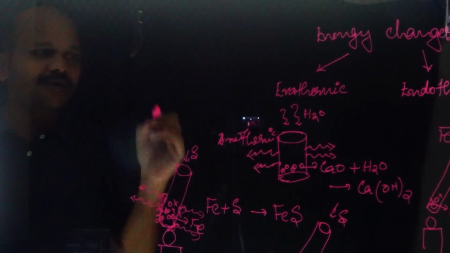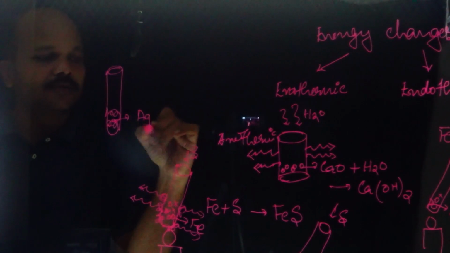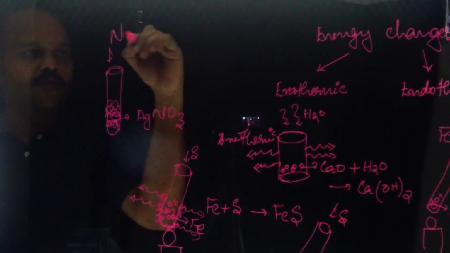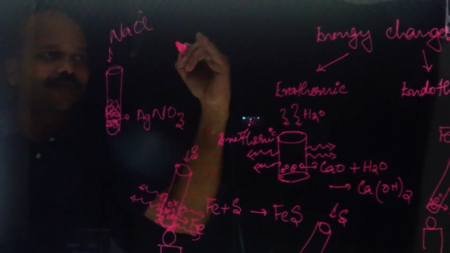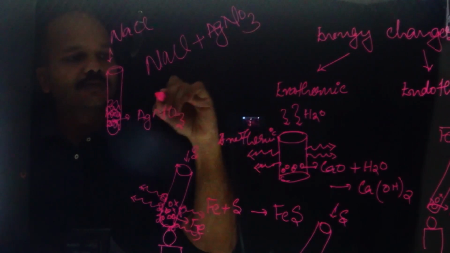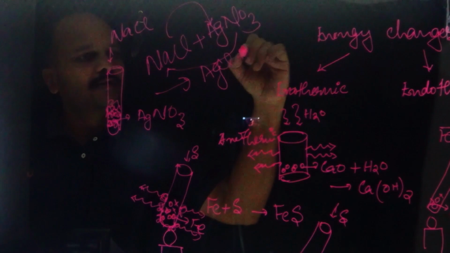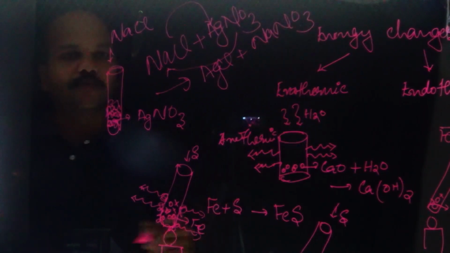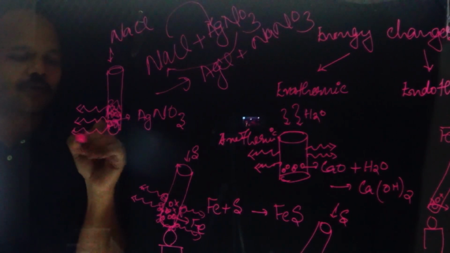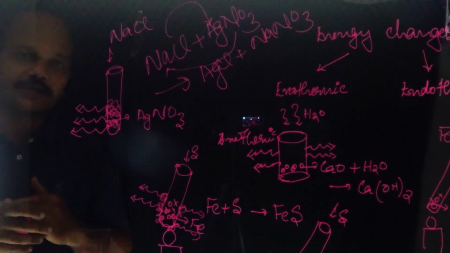If you ask me another reaction, consider a test tube with silver nitrate, AgNO3 solution. You are adding sodium chloride. Do you know what will happen? We will write the reaction: NaCl plus AgNO3 gives silver chloride, a double decomposition reaction. Of course, these reactions are not important here, but just for better understanding, I am writing AgCl plus NaNO3 will form. This reaction also releases some amount of heat, not that much, but you can feel the hotness on the surface of the test tube. So these reactions are in fact exothermic reactions.